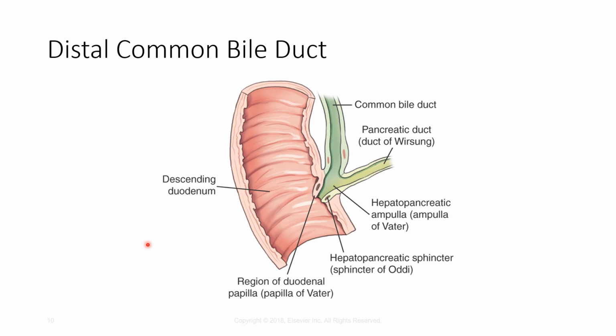This next slide is the one that I was talking about, why this is important, and this is referenced in figure 12.7 on page 459. Some of the older terms that are important to know: the duct of Wirsung is the pancreatic duct, the ampulla of Vater is the hepatopancreatic ampulla, and the sphincter of Oddi is the hepatopancreatic sphincter. So this is referencing 60% of the population where these join and form one passageway into the descending duodenum.